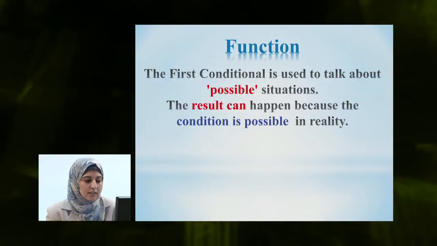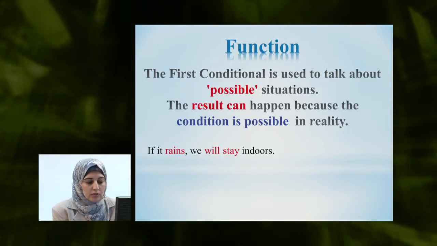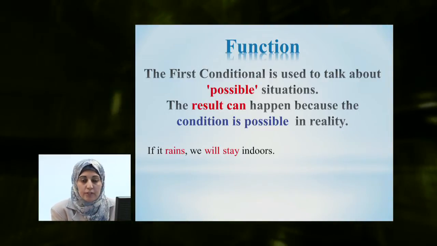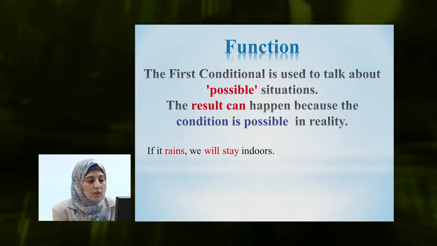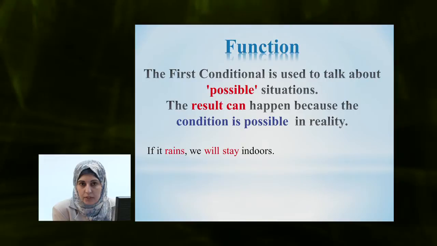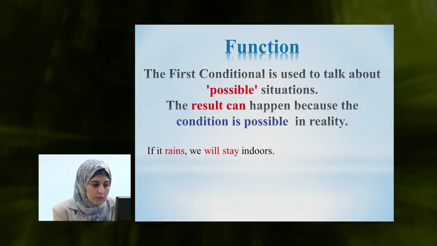Now, the function of the conditional one. The first conditional is used to talk about possible situations. The result can happen because the condition is possible in reality. Let's see this example. If it rains, we will stay indoors. So, the condition is if it rains, then the result will happen, which is we will stay indoors. The result may happen in reality if the condition happens in reality, and both of them are possible.